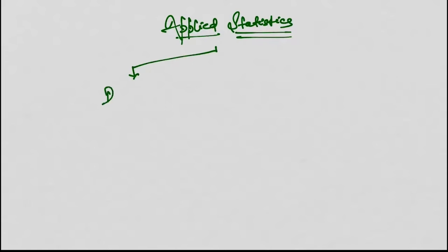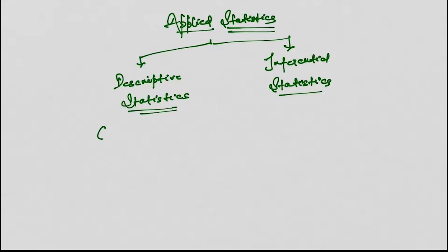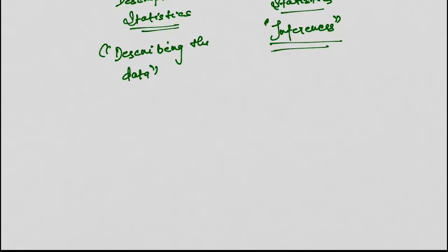The one is descriptive statistics, and the other is inferential statistics. And as the name suggests, descriptive statistics is about describing the data. What is it? Describing the data. And inferential statistics is about taking inference out of the data. So descriptive statistics is about the look and feel of the data. As in, how does the data look?